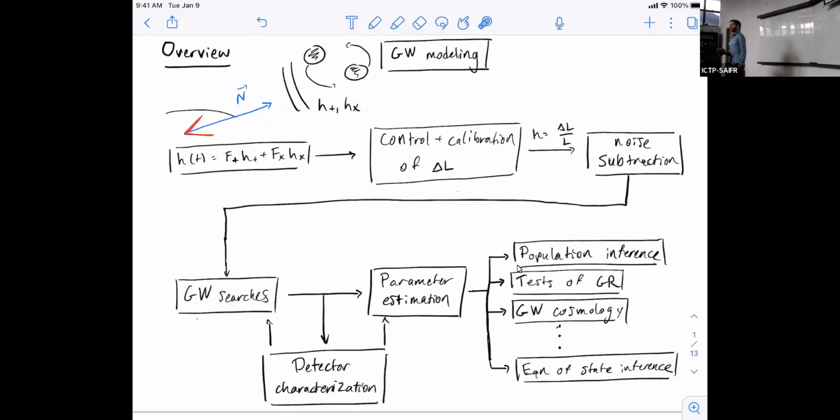And these searches identify potential candidate signals in the data and assign them some significance. How likely is it this is a real detection as opposed to just environmental instrumental noise? The results of those searches are then fed to parameter estimation.